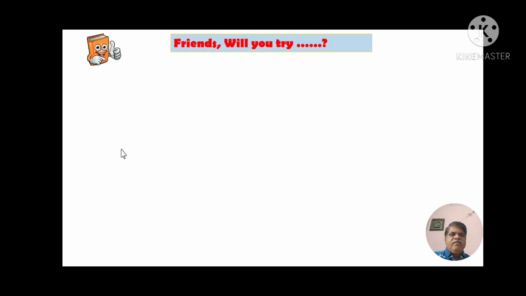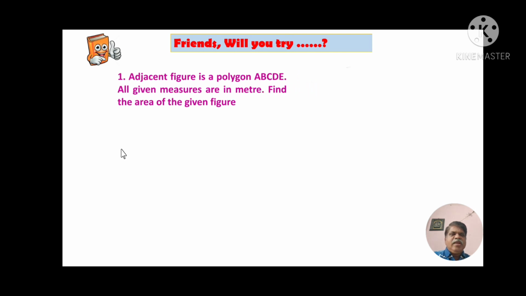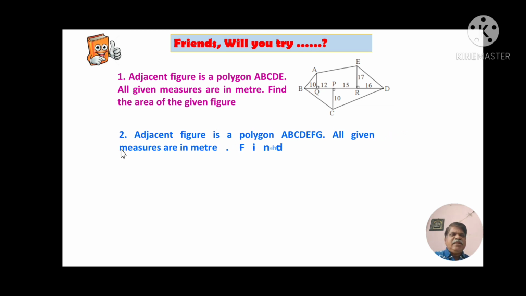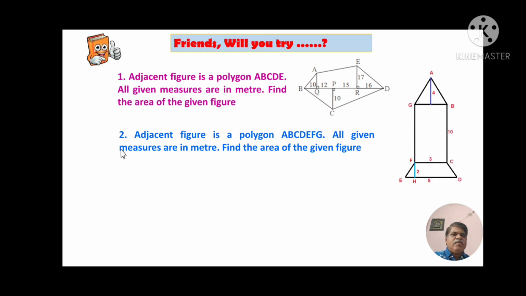Friends, can you try these problems? Adjacent figure is a polygon ABCDE. All given measures are in the meter. Find the area of the given figure. Adjacent figure is a polygon ABCDEFG. All given measures are in meters. Find the area of the given figure. This is the figure you have to find out the area.